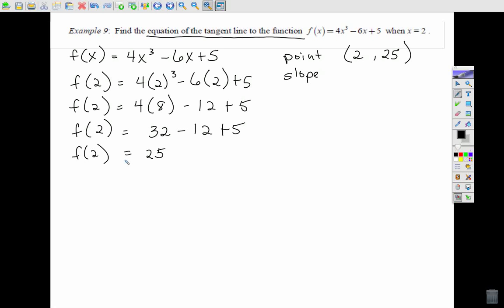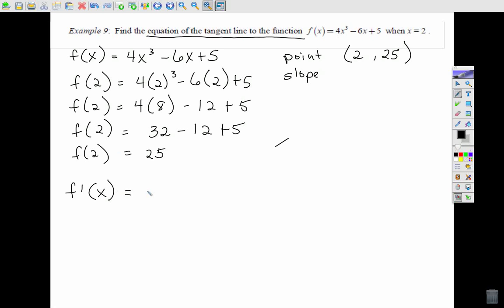Now, how do I find slope? I'll write that down one more time. How do I find slope? Well, slope is derivative. Slope is derivative. If that doesn't sink in yet, you need to go back and look at it some more. Derivative is nothing but the slope of the tangent line to the function at some point. So how do we find slope? We find the derivative.